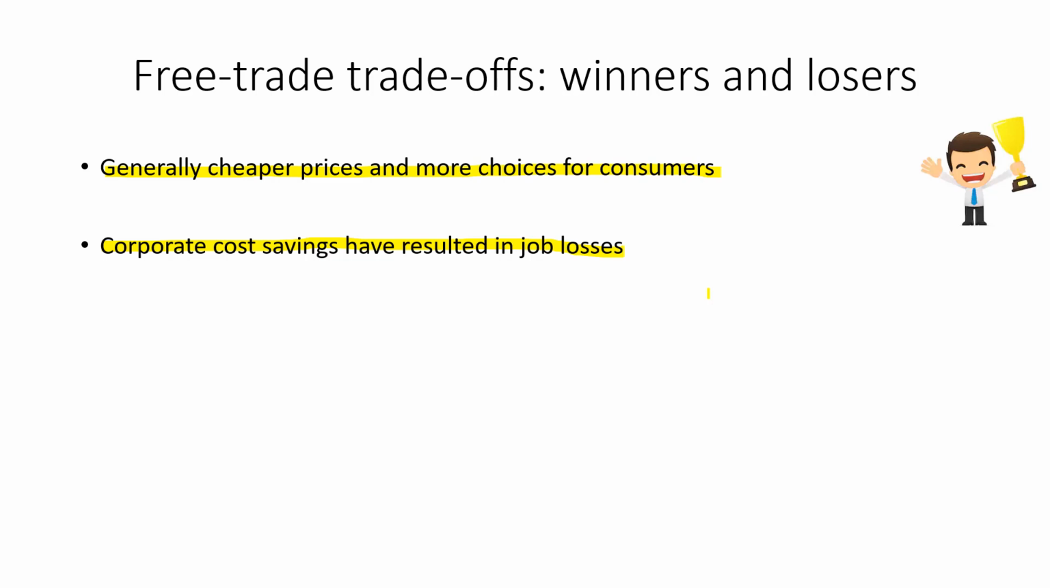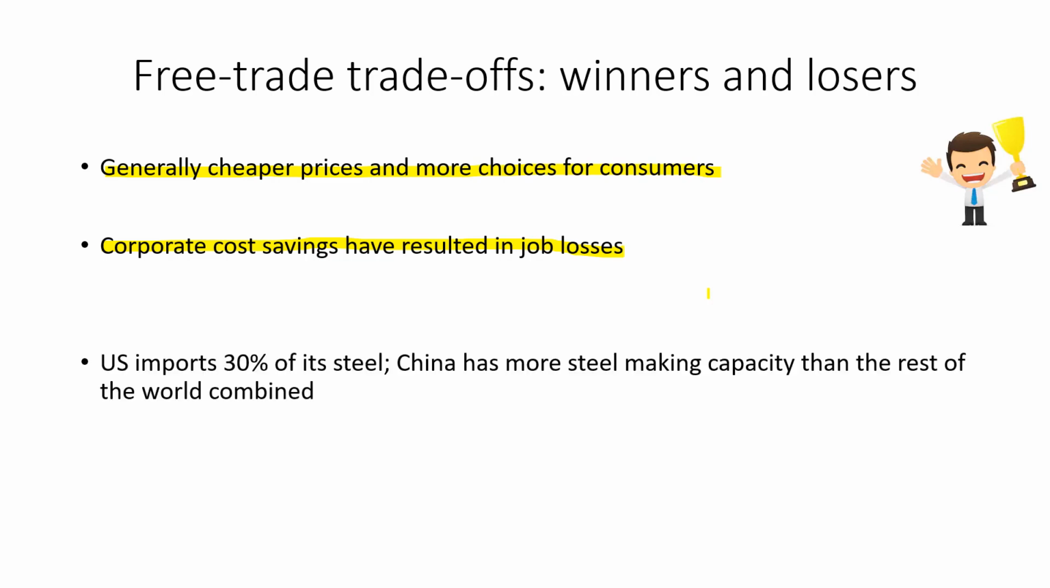So it's changed quite significantly since then, and free trade or globalization has been part of that equation. That's why there are debates on globalization. But let's see how, for example, China has capitalized on this. The United States now imports about 30% of its steel. China now has more steelmaking capacity than the rest of the world combined. So China planned that out in order to take advantage of that market.